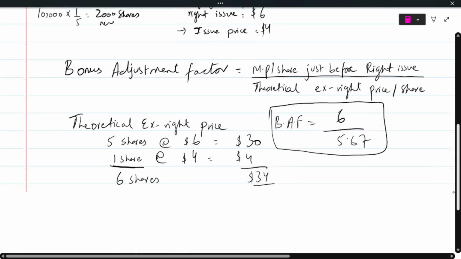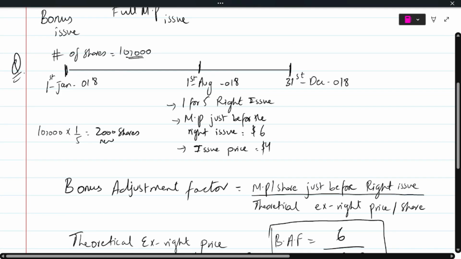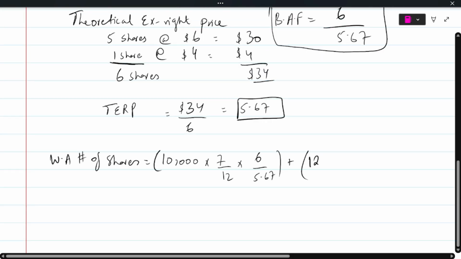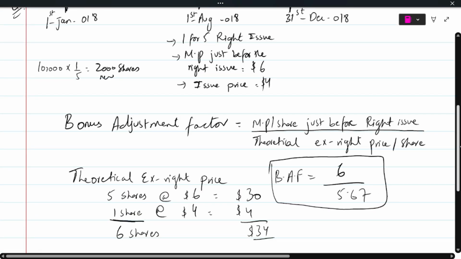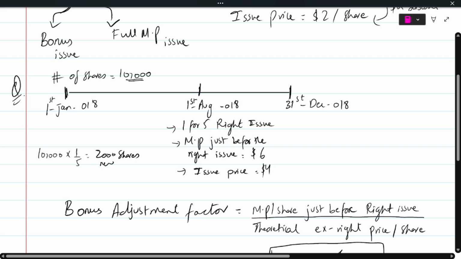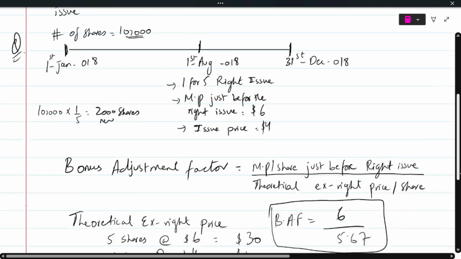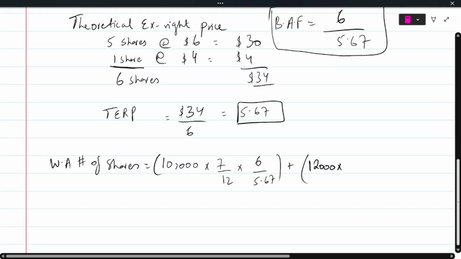So I'm going to come over here and say that I had 10,000 shares. I got 2,000 shares more through the rights issue. So that's 10 and 2, which is 12,000. I'm going to write 12,000 times, now how many months do we have from 1st August to 31st December? August, September, October, November, December. 5 months. So 12,000 times 5 over 12.